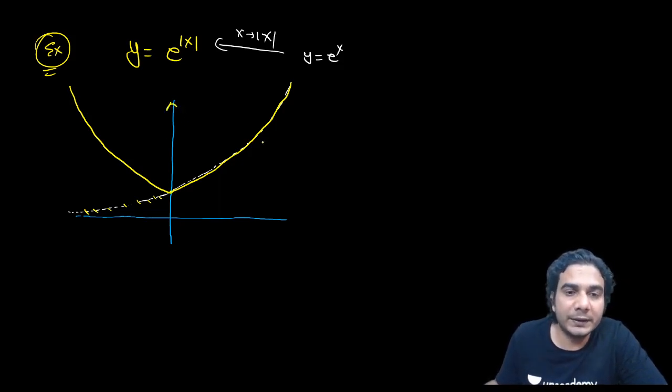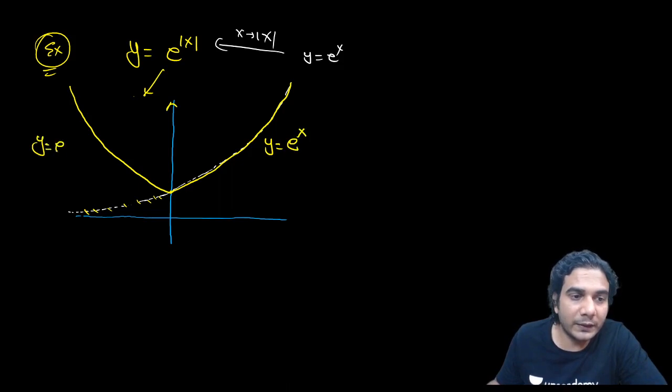Got it? This complete yellow graph is the graph of y equals e raised to mod of x. But even if you want to write the equations of these branches separately, then this branch will be e raised to x only, the same as y equals e raised to x, and this branch is y equals e raised to minus x. All right, so I just removed mod, and in place of mod of x, I've written minus x. So this will be the graph. I hope you have got it.